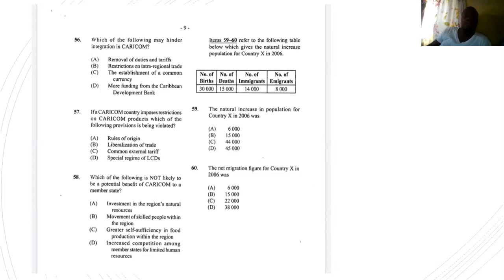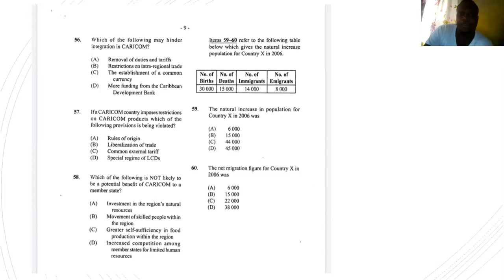57. If a CARICOM country imposes restrictions on CARICOM products, which of the following provisions is being violated? A, rules of origin. B, liberalization of trade. C, common external tariff. Or D, special regime of LDCs. I gave away that answer in my explanation a while ago. So trade liberalization, because that is freedom to trade. Liberal means free.